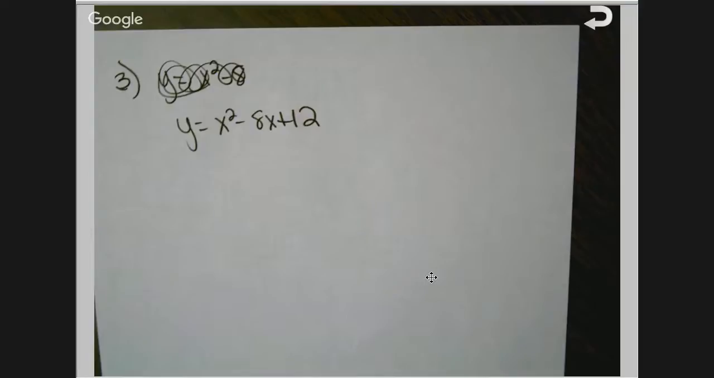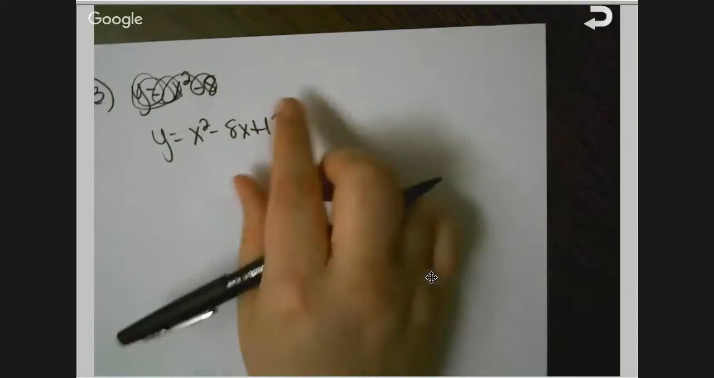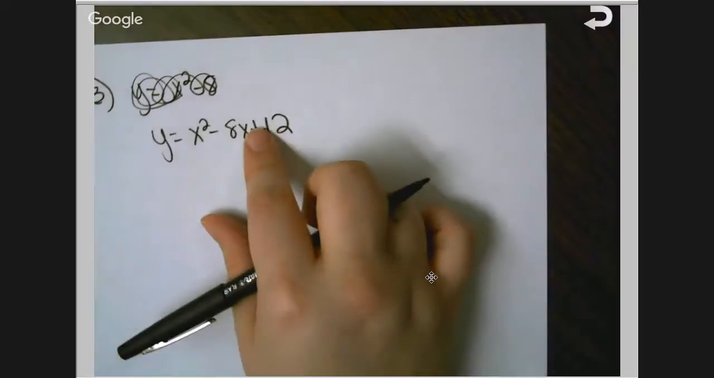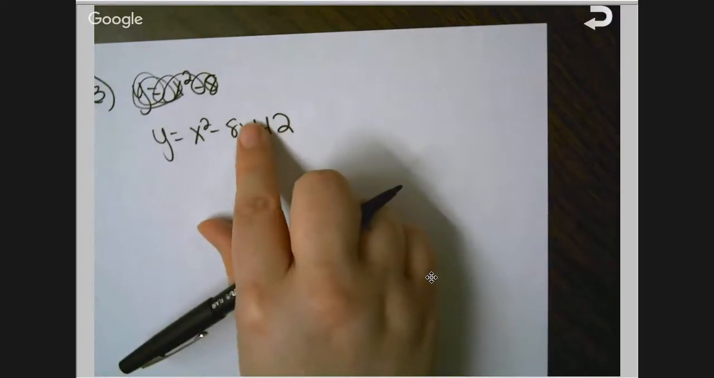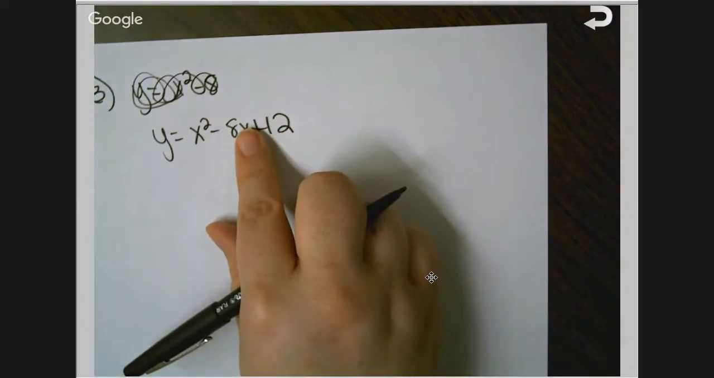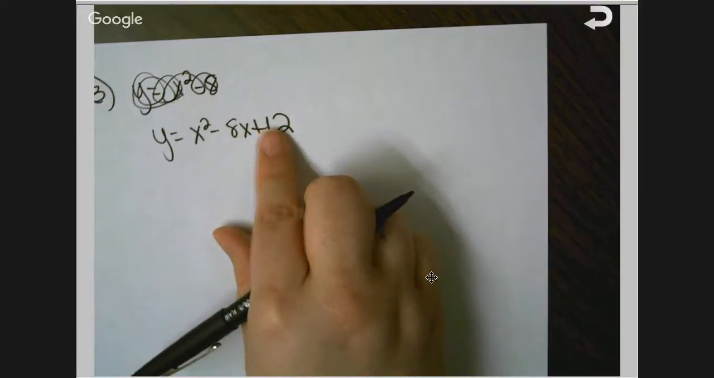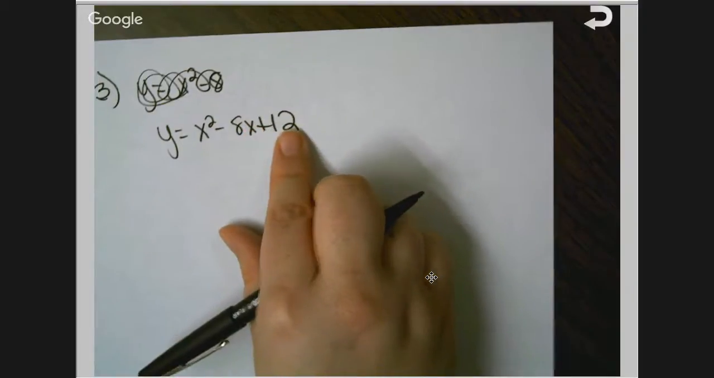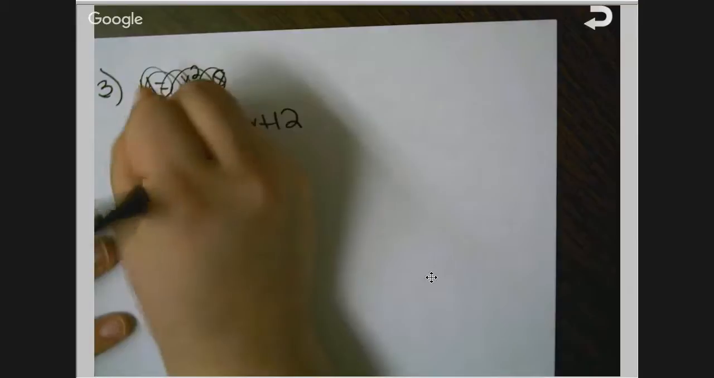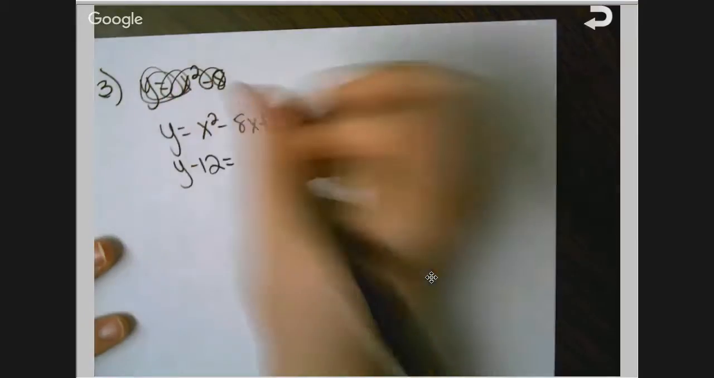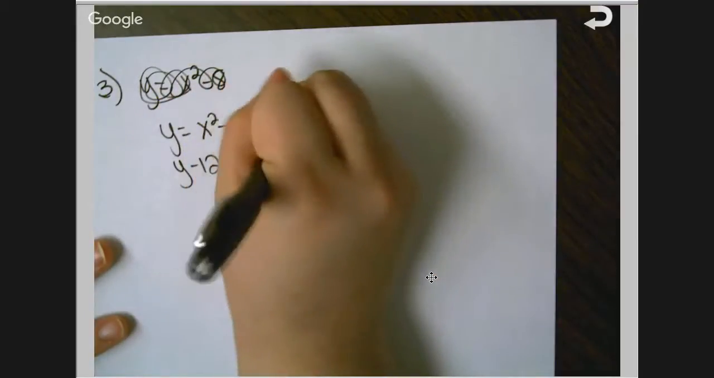I do check and see if it actually is our perfect square trinomial. Because if it is, then my work is pretty much done. I just factor it and I'm done with it. But x squared minus 8x plus 12, negative 8 divided by 2 is negative 4, squared is positive 16. So obviously that's not correct. So I have to move it over. So y minus 12 equals, and then I have x squared minus 8x.